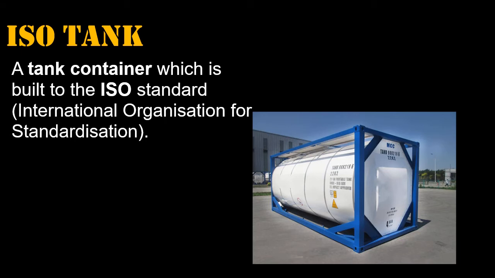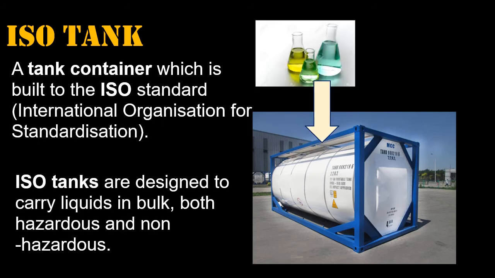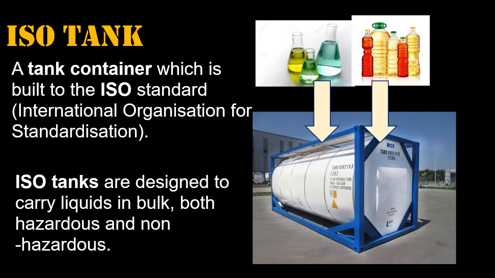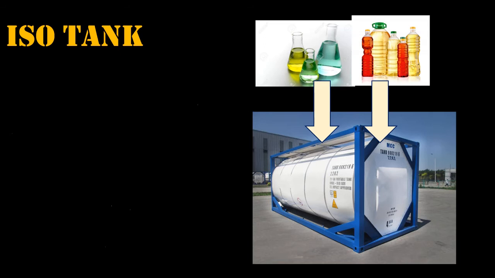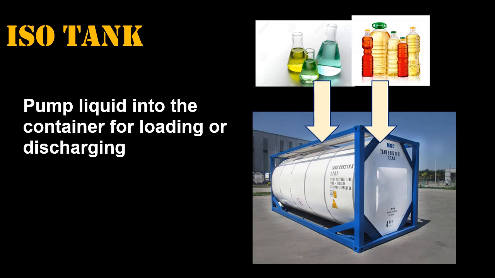This ISO tank container is suitable for liquid-based cargoes such as chemicals or oil products. These liquid cargoes could either be hazardous or non-hazardous. So, how do we load liquid cargoes into these ISO tank containers? To load the cargoes, we have to pump the liquids into these containers. Once it is full, we have to stop the pumping and close the containers.